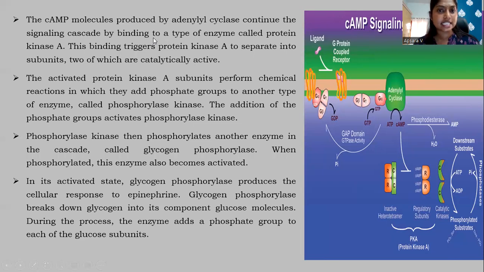Now the cyclic AMP molecules, which are produced by the adenylyl cyclase, continue the signaling cascade by binding to a type of enzyme called protein kinase A. This binding triggers protein kinase A to separate into subunits, two of which are already catalytically active. So here you can see the protein kinase A. This is the inactive heterotetramer, but it has subunits, the R subunit and the catalytic subunits, which are active.